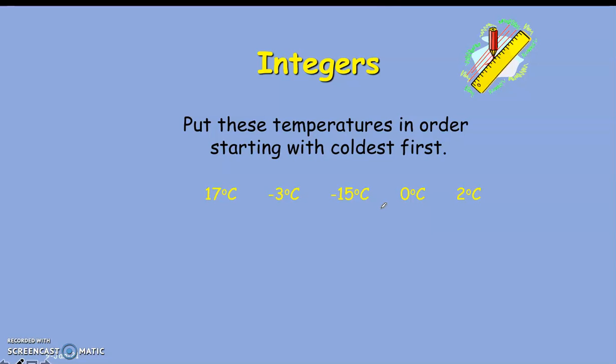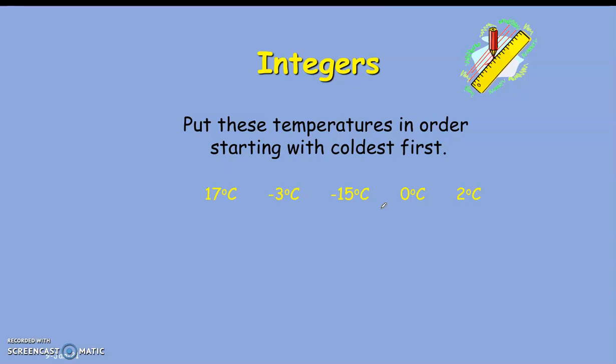Right, just a quick example of putting some integer numbers in order. So you have to put these temperatures in order, starting with the coldest first. So we have 17 degrees Celsius, -3 degrees Celsius, -15 degrees Celsius, 0 and 2 degrees Celsius. So when we look at these 5 numbers here, we're trying to work out what is the coldest temperature, what is the biggest negative number that we have there.